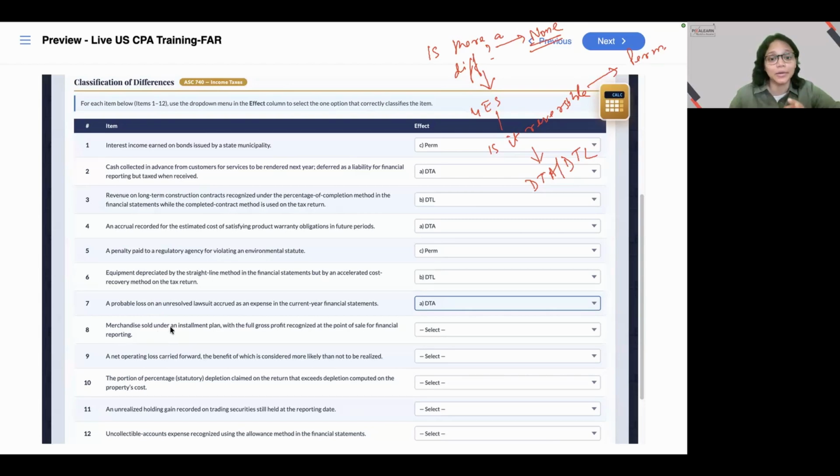Shruti. Merchandise is sold under an installment plan with the full gross profit recognized at the point of sale for financial reporting.